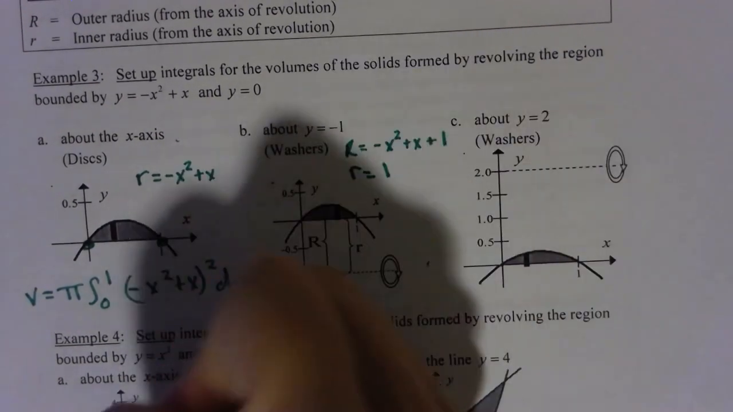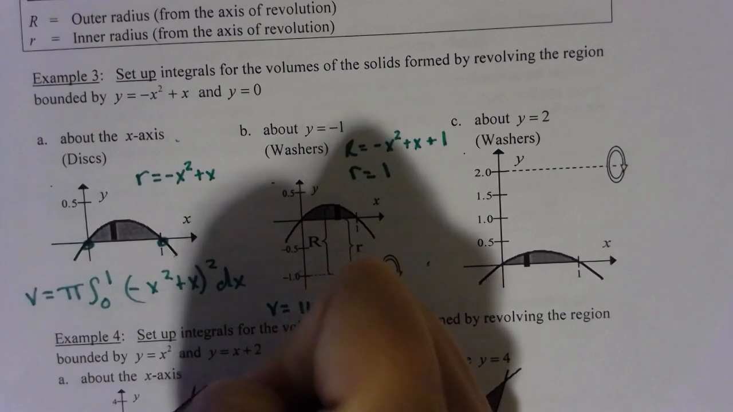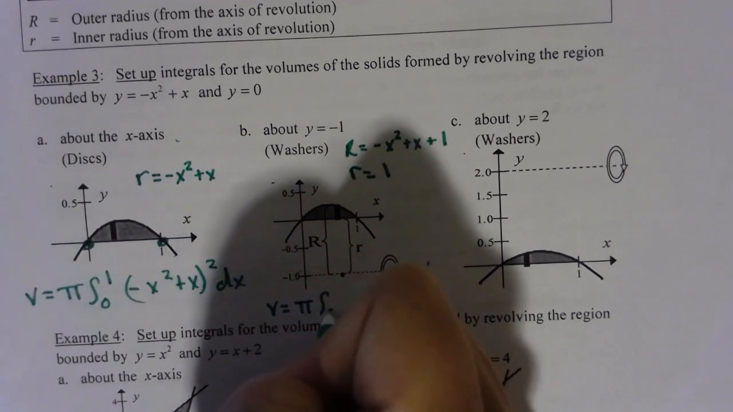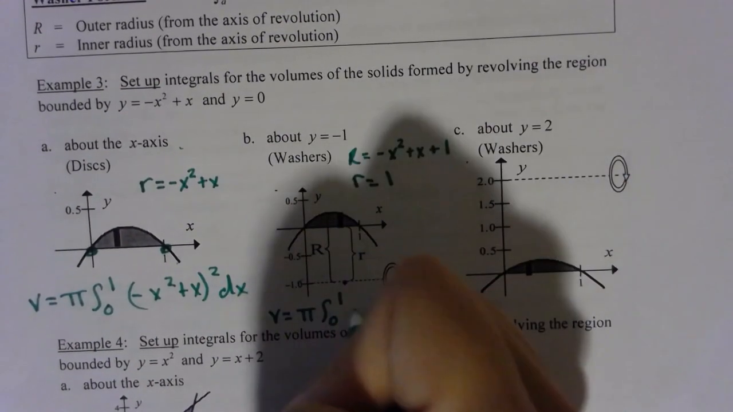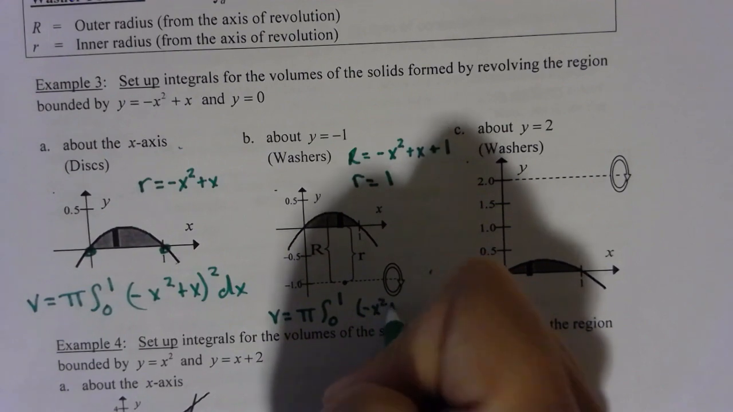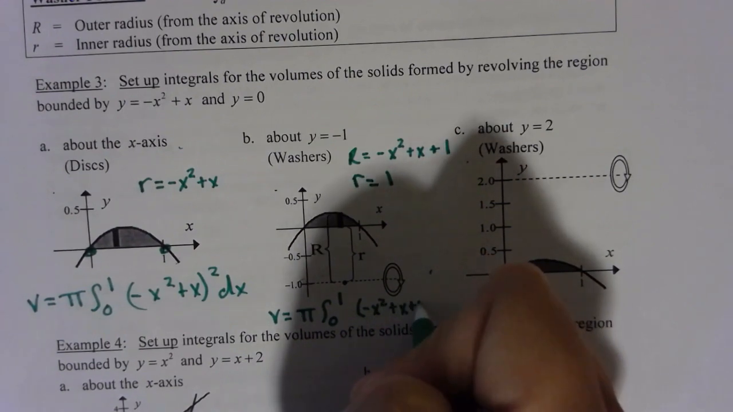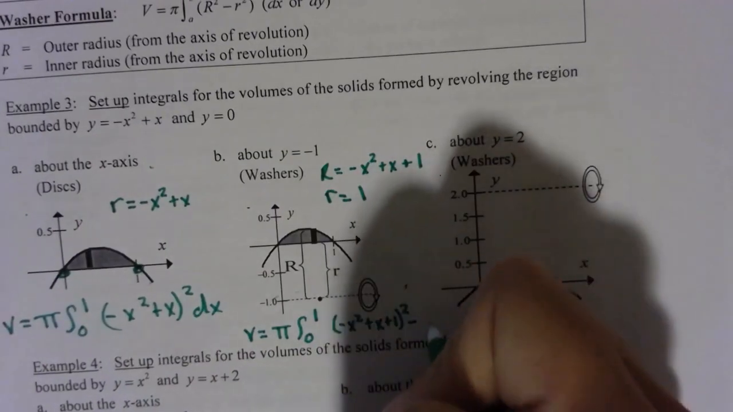So now we can set up our integral. Volume is pi, integral from 0 to 1. Now remember, for our washer, it is our big R squared minus our small r squared.